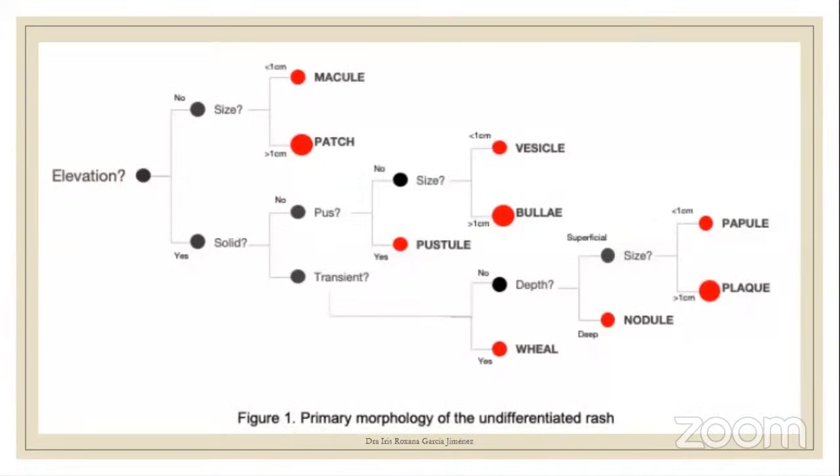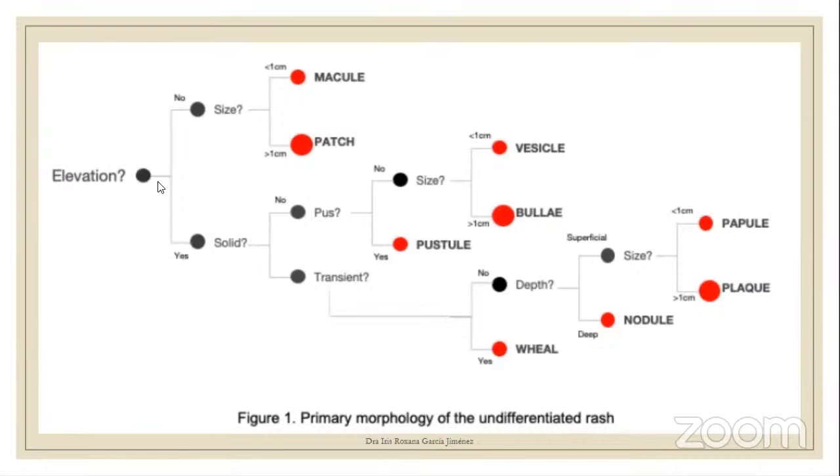And now just for an extra detail, an easy way to evaluate the skin lesions is considering the elevation. If it's yes, we can consider if it's solid. If it's no, could be pus. If it's not pus, we consider the size. And if yes, there is pus, it's a pustule. Easy. According to the size, we consider if it's a vesicle or a bulla. That's the only difference between them.